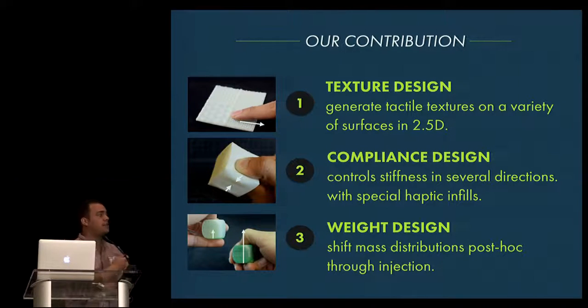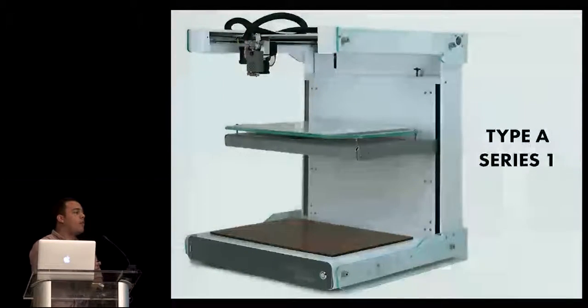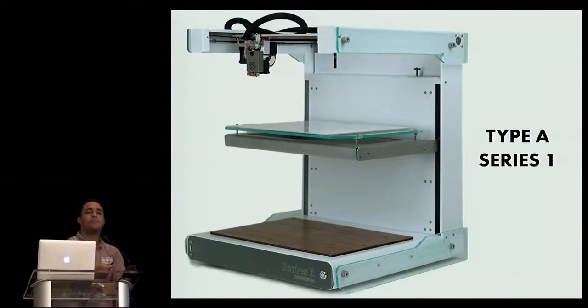Our contribution to this field is three types of haptic features. In particular, texture design, which we accomplished using a 2.5D traditional graphics technique. Compliance design, which is achieved through a series of haptic infills that allow you to control compliance across several dimensions. And weight design, which allows us to shift the mass distributions of an object post hoc through injection. And all of this is accomplished through a consumer-grade 3D printer, single material.